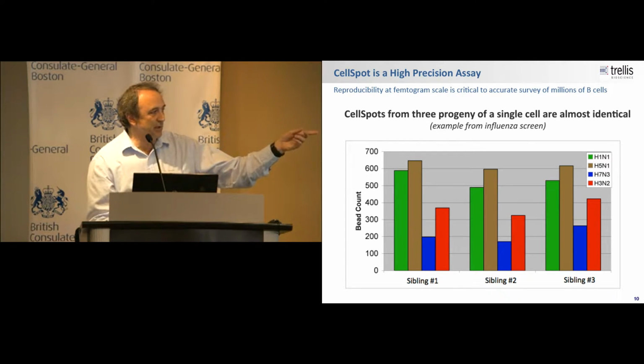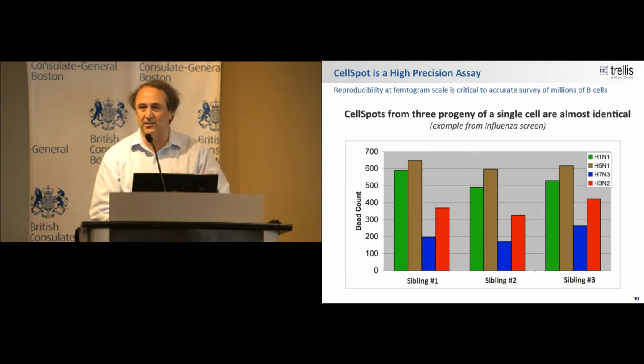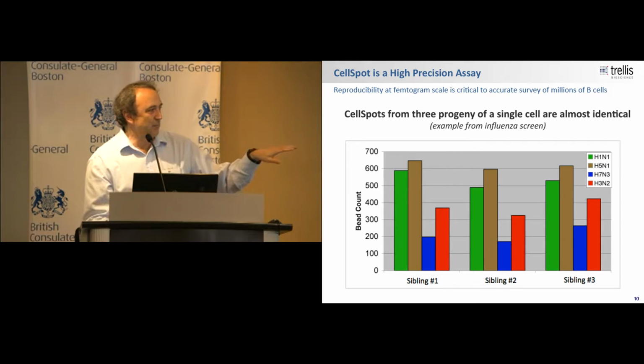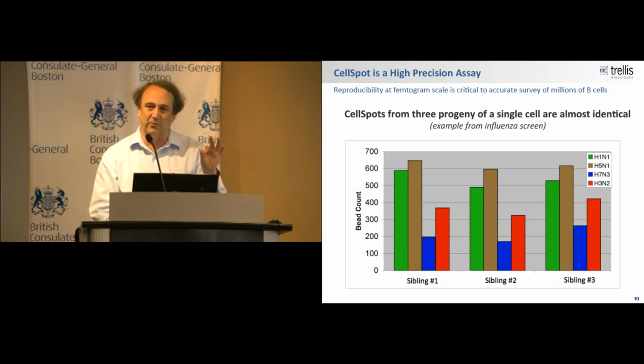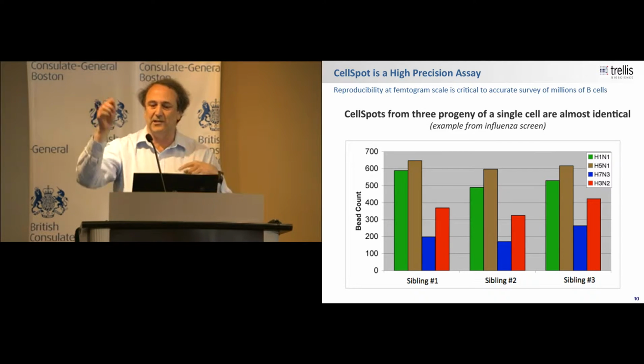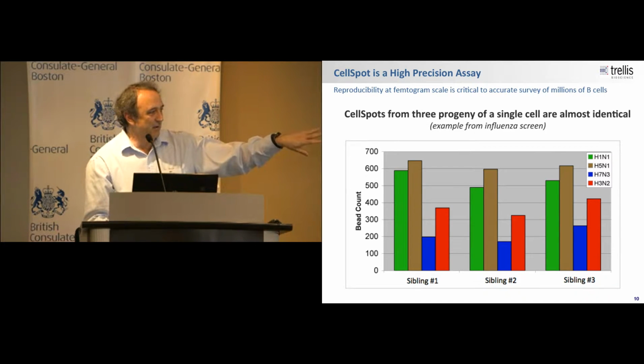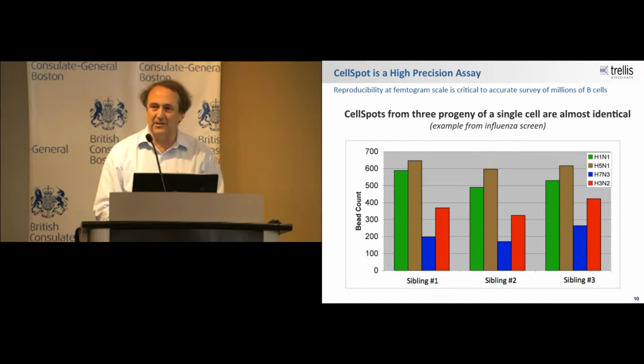And so this is looking at 3 sibling cells, 3 descendants of a single primary cell, stained with 4 different antigens from our influenza discovery project. And when you realize that what we're looking at here is a single cell assay with a few femtograms of antibody, and we're probing it with 4 different probes, each of which have a dynamic range of at least 10-fold. And the reproducibility of the assay is just absolutely staggering for an assay that's this miniaturized.